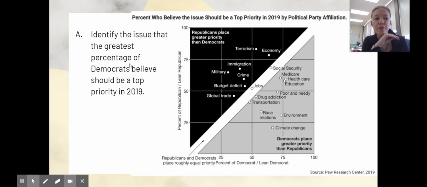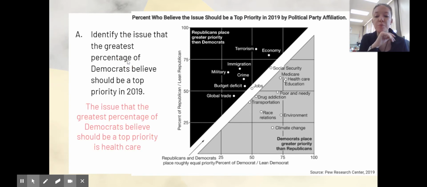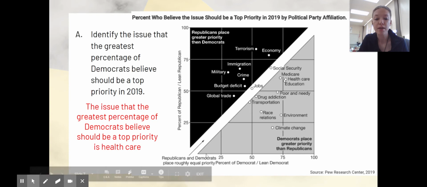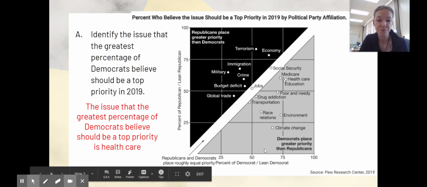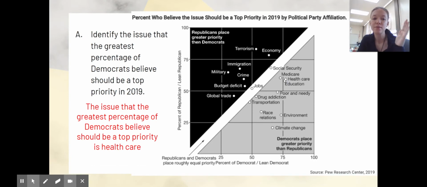But if we're looking at part A, the issue that the greatest percentage of Democrats believe should be a top priority in 2019 is healthcare. Your answer for part A should include healthcare. And where you can find this, I said you should be looking in this gray triangle. You're simply looking for which issue is closest to 100. And that would be healthcare. That is the dot that is closest to the right side of that Democratic triangle.